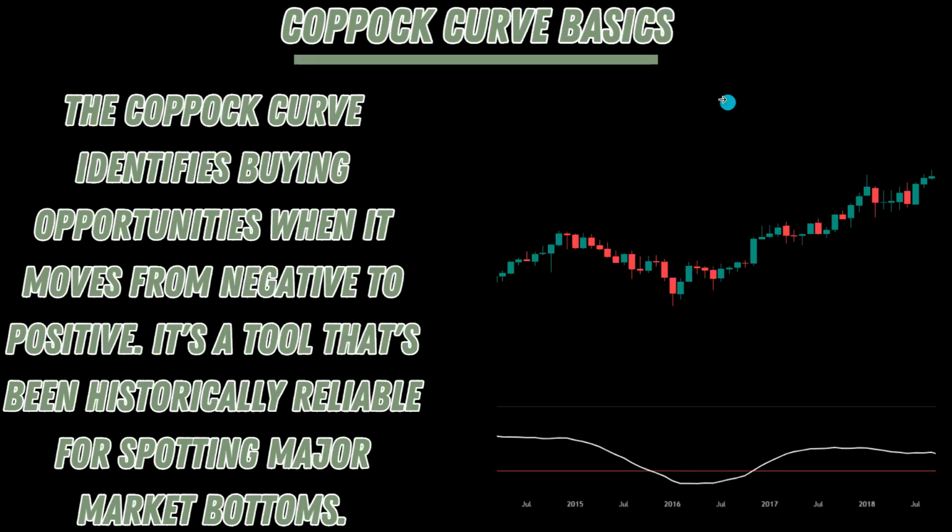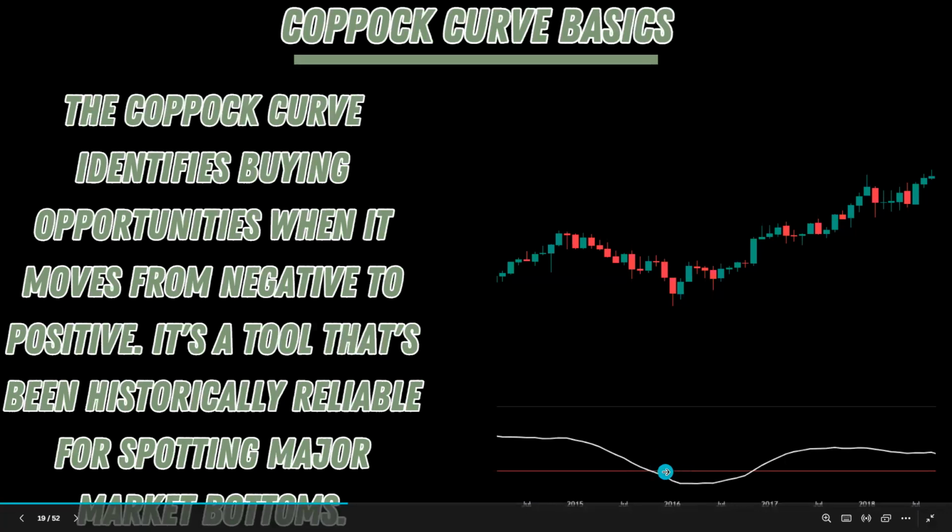And let's go over the basics here. So the Coppock curve identifies buying opportunity when it moves from negative to positive. It's a tool that's been historically reliable for spotting major market bottoms. To find out when it's going from negative to positive, you're going to need to add a drawing here, and this red line is the zero line. So you're going to want to add the Coppock curve to whatever platform you're using and put a drawing there at the zero line, so that way you can tell whenever it goes from negative to positive, right? As you can see here, it crosses down below and then it crosses back above. So that's going from negative to positive.